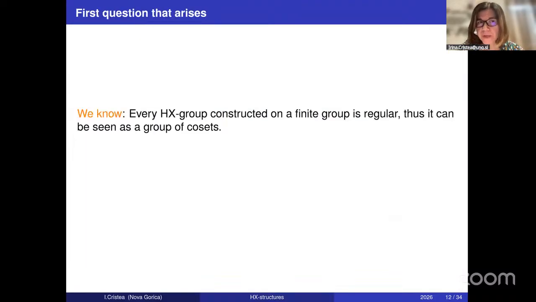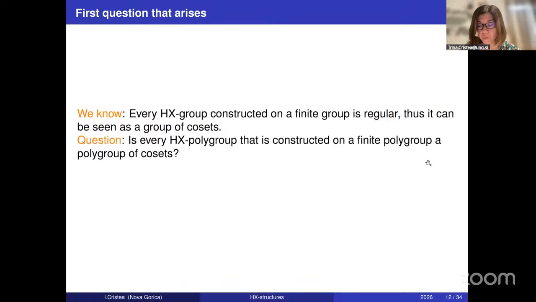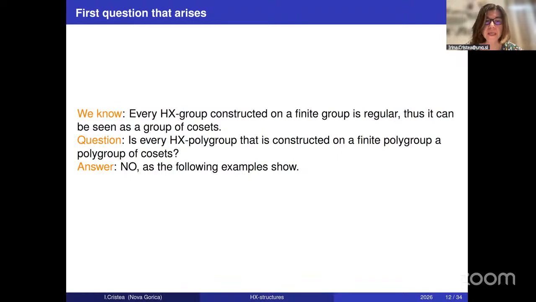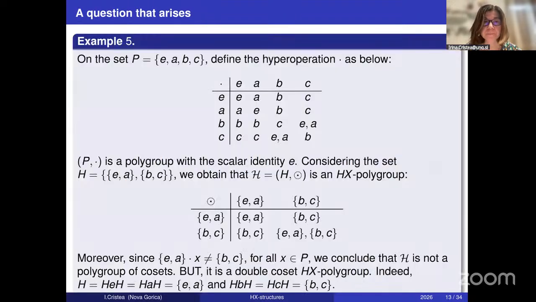Now, what are the questions that arise? We know that every HX group constructed on a finite group is regular. It can be seen as a group of cosets. But what can I say about polygroups? Is every HX polygroup that is constructed on a finite polygroup a polygroup of cosets? And the answer was no, unfortunately, as the following example shows.